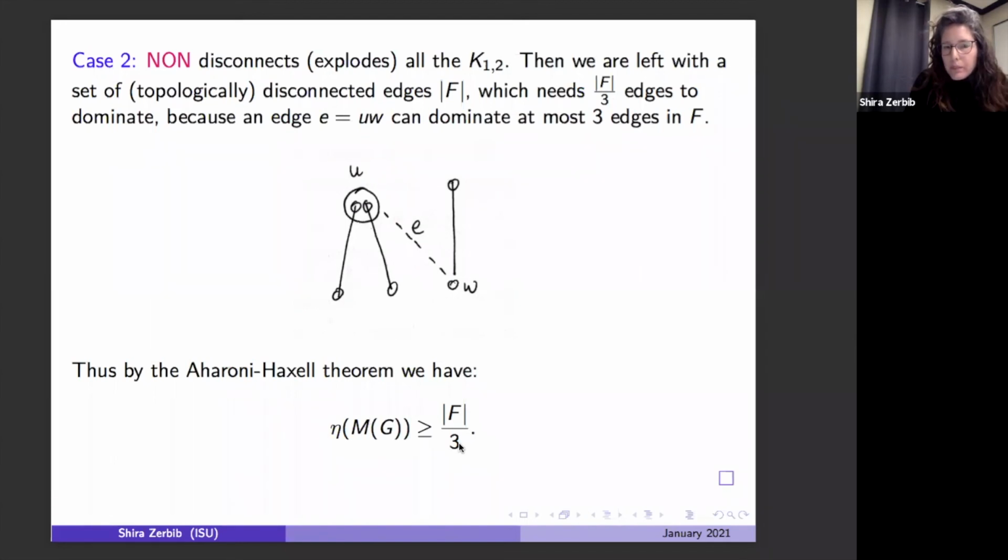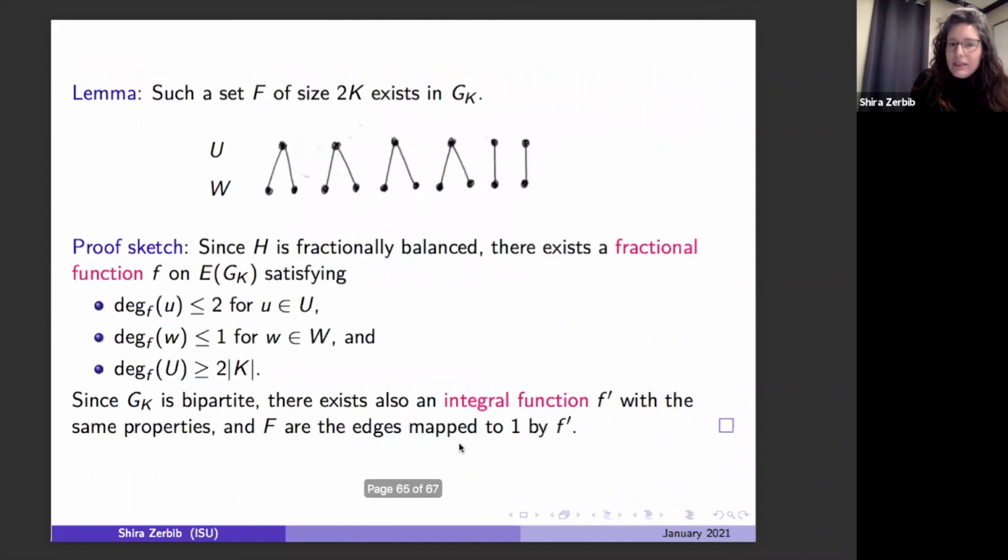Now, the other lemma is the first place where we use the fact that the graph is fractionally balanced. So the lemma is that for every such G of k, remember from the Aharoni-Axelrod theorem, for any such bipartite G of k, we have a set F like we need of size 2k, which will give us the 2k over 3 that we need in the theorem. And this follows from the fact that the hypergraph is fractionally balanced.